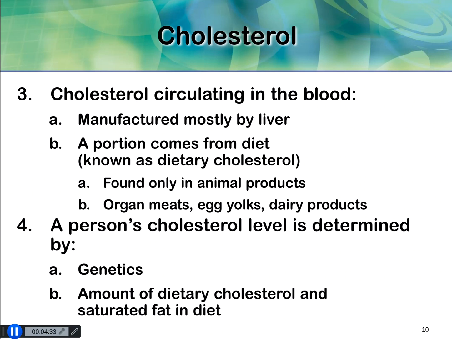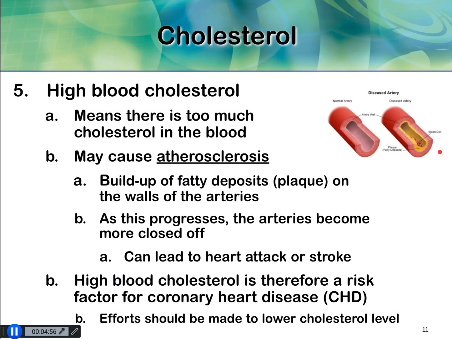So the cholesterol level of any one person, the amount of cholesterol floating around in their blood, is determined by their genetics. So that can determine how much cholesterol their liver makes. And then it's also determined by the amount of dietary cholesterol that they're eating and consuming, specifically saturated fat.